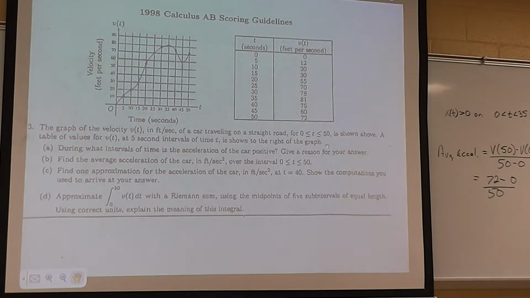Find one approximation for the acceleration of the car at t equals 40. Show computations that lead to your answer. All right. Acceleration of the car at 40. So the acceleration at 40 is going to be approximated by, we have options.